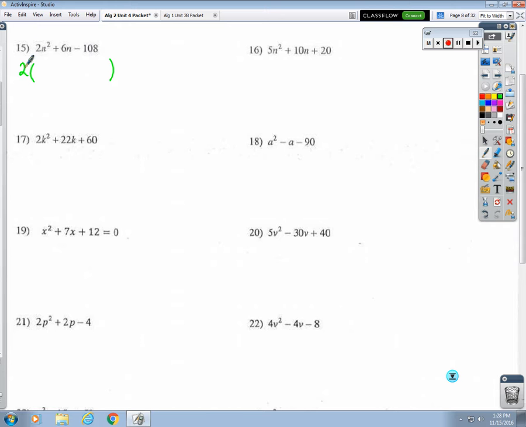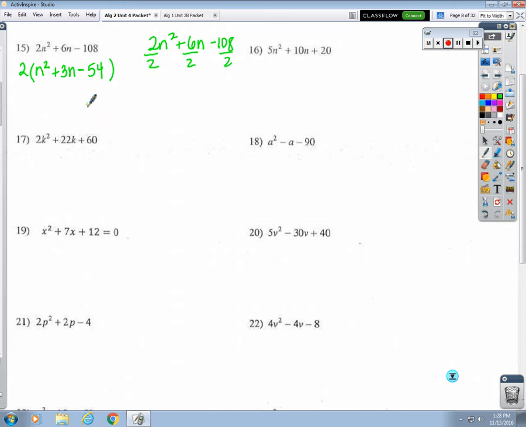So when you undistribute 2 from 2n squared, what's left? Just the n squared. When you undistribute a 2 from a 6n, what's left? 3n. Because think about it. Isn't 2 times 3n 6n? And then bring down the minus. 2 times what is 108? 54. Now, for those of you who have trouble with what I just did, you could also think about it like this. Once you decide what your GCF is, you just divide it out of all of them. Okay? 2n squared divided by 2 is just 1n squared. 6n divided by 2 is 3n. Negative 108 divided by 2 is negative 54. That's another way to look at it.